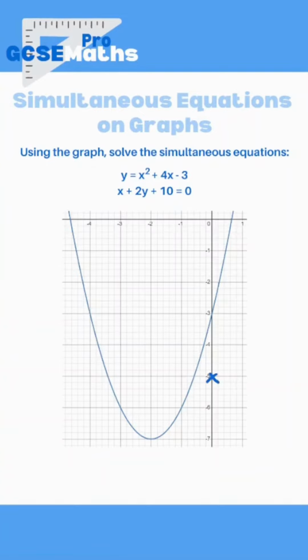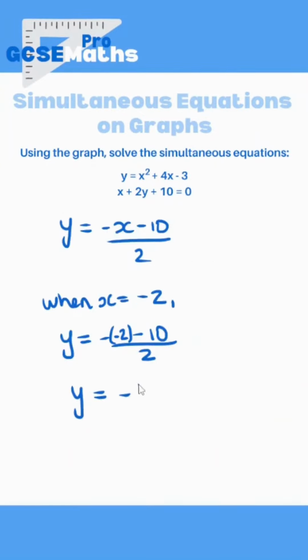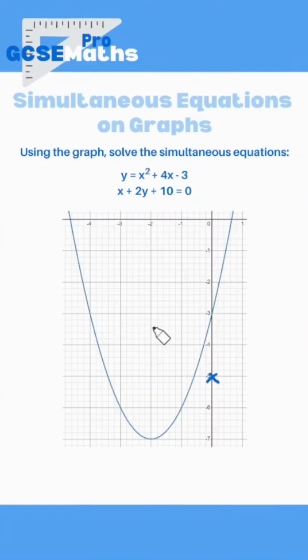Then I just need a second pair. Let's go with minus 2, which gives me minus 4. So my second set of coordinates is minus 2, minus 4. I'm going to plot that, minus 2, minus 4 here. Then just get your ruler and join up those 2 points in a straight line and extend it the whole way through. So there we are. Now we've drawn that second line, we can carry on as we did in the questions before.